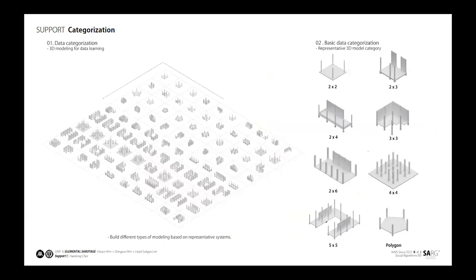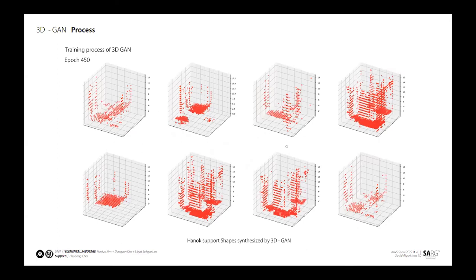After identifying the relationship between the grid and the columns, the categorization was carried out by the number, shape, and size of the columns and the shape of the grid. The representative type that you can see on the right is defaulted on the most basic form of the number of columns within the grid. And then I made a new variation based on the data. Based on those 3D data, I started the training process of 3D GAN, and this is the Hanok support shapes based on grids synthesized by 3D GAN.